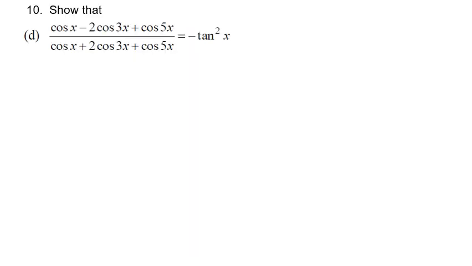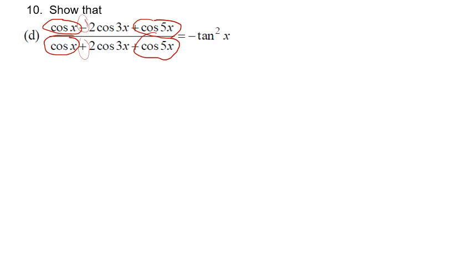Right, so we continue with the second question. In the second question, show that (cos x minus 2 cos 3x plus cos 5x) over (cos x plus 2 cos 3x plus cos 5x) equals negative tangent squared x. So as you notice here, we have similar terms above and in the denominator, and also similar signs. So the difference is only this one: 2 cos 3x, the above one is negative and the below one is positive.